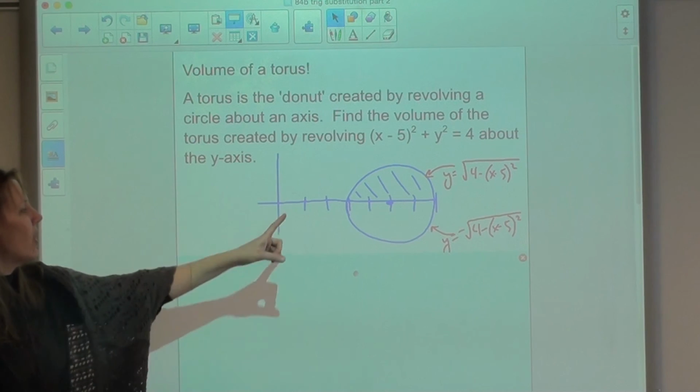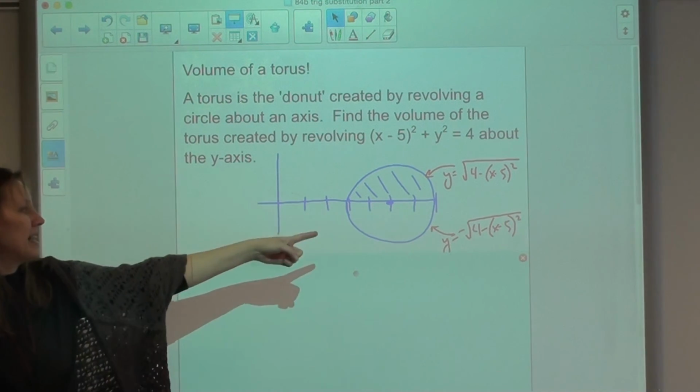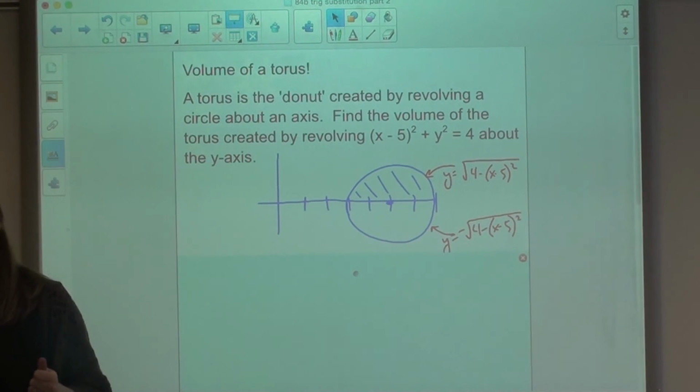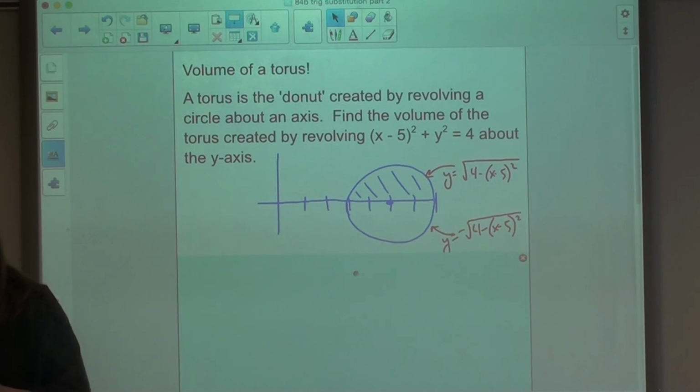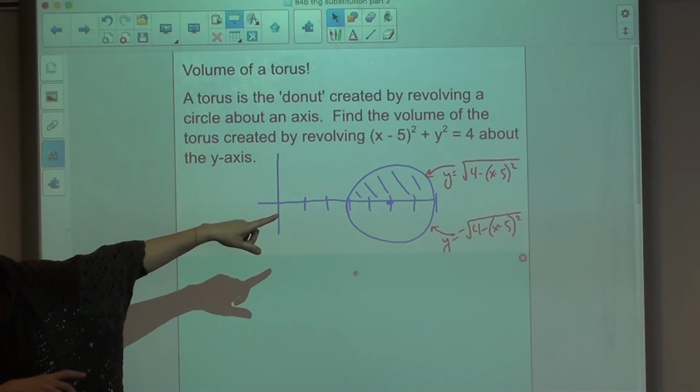Now, since we're revolving this about the y-axis, we want to find the volume. Which method would be the most efficient one to use? Did you all agree? Say it louder for the camera. Shell method. Why shell? Because it's a vertical axis, right? So you can stay with dx. I took the liberty of going ahead and solving the equation for y in terms of x.